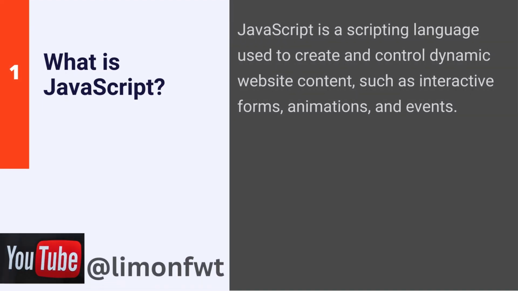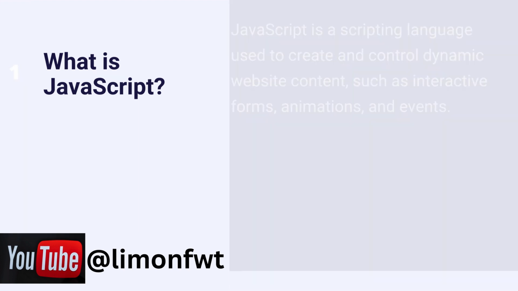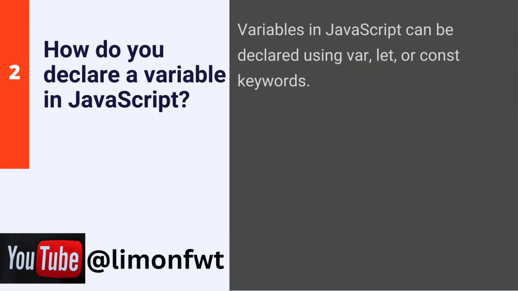What is JavaScript? JavaScript is a scripting language used to create and control dynamic website content, such as interactive forms, animations, and events. How do you declare a variable in JavaScript? Variables in JavaScript can be declared using var, let, or const keywords.